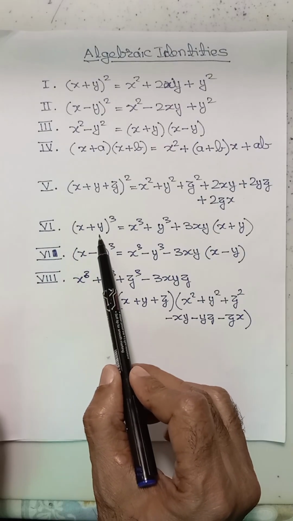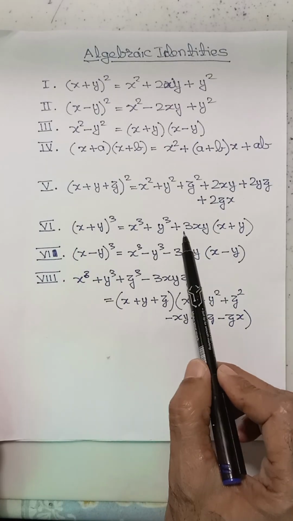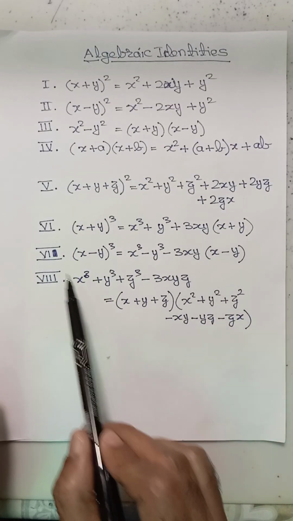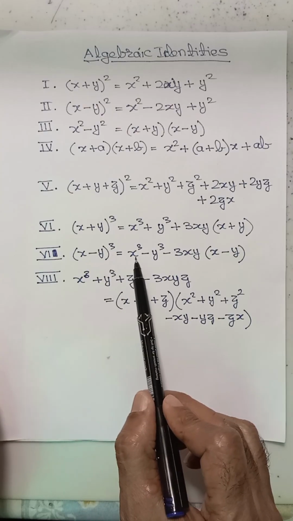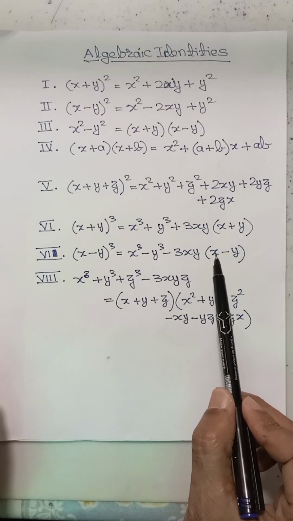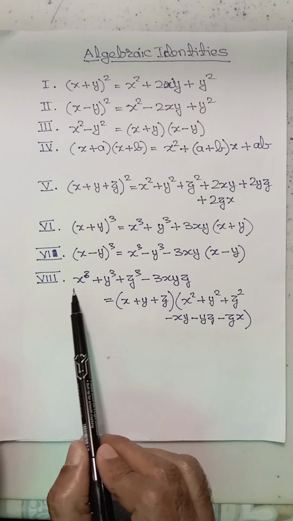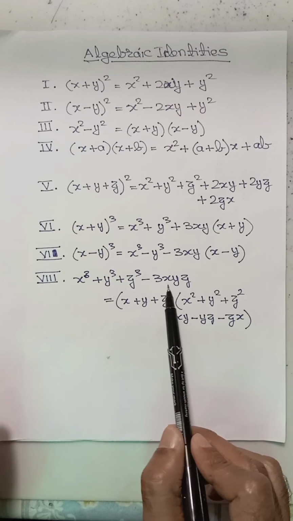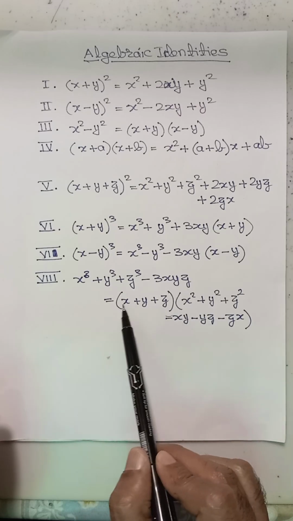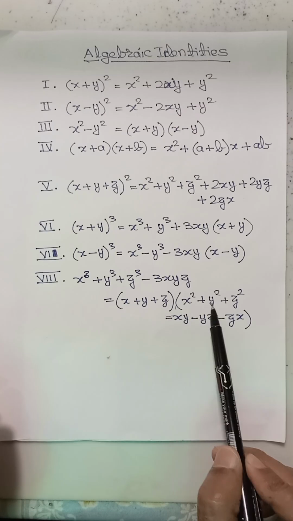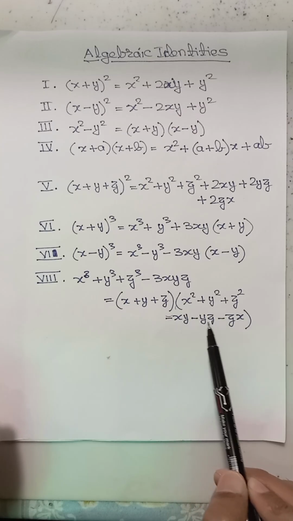Second formula is (x + y)³ = x³ + y³ + 3xy(x + y). Third is (x − y)³ = x³ − y³ − 3xy(x − y). And fourth is x³ + y³ + z³ − 3xyz = (x + y + z)(x² + y² + z² − xy − yz − zx).